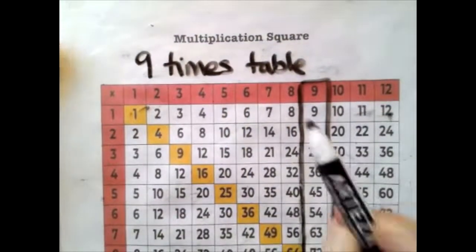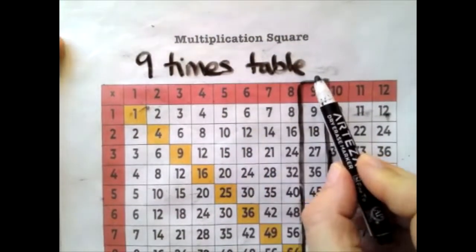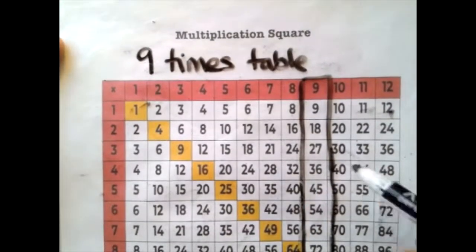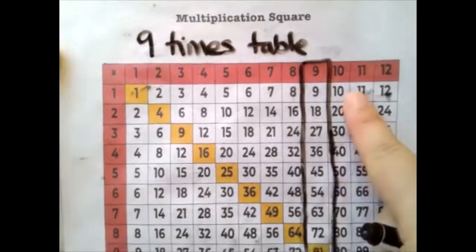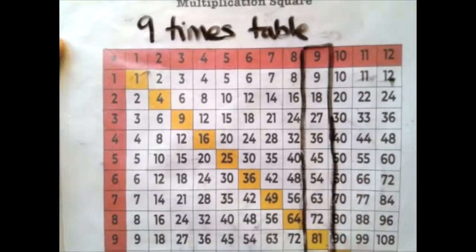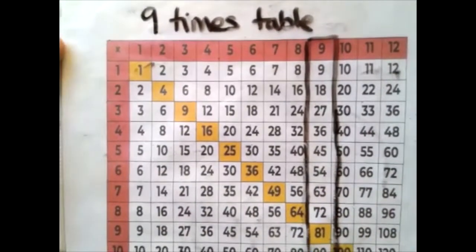So we're going to look at patterns in the 9 times table because they really help us to get faster at bringing back the fluency of our 9 times table. So the first thing I want you to do is look down at the 9 times table and see if you can spot any patterns.